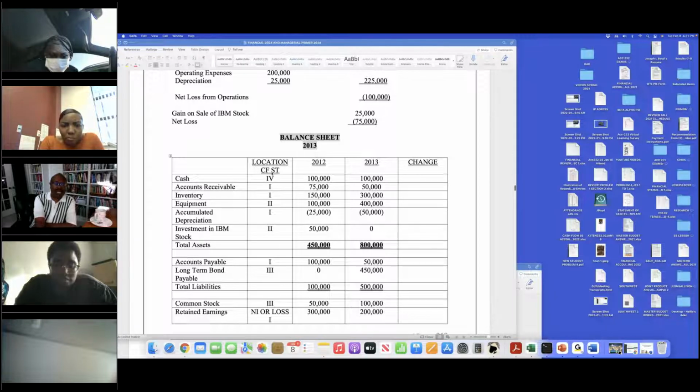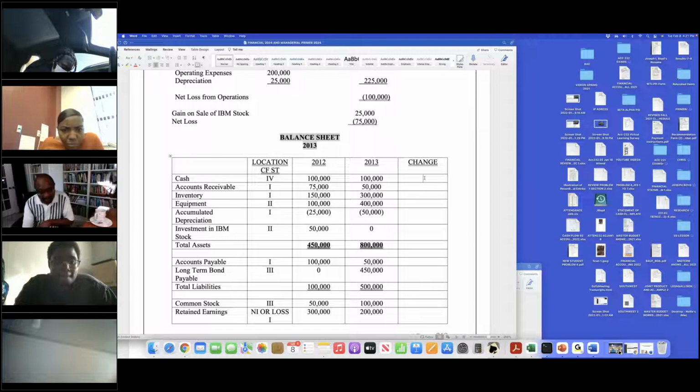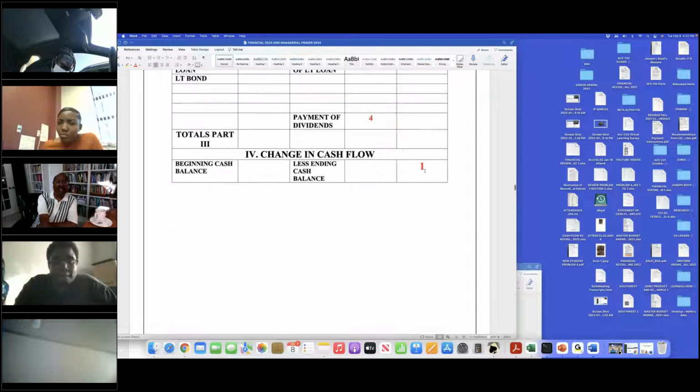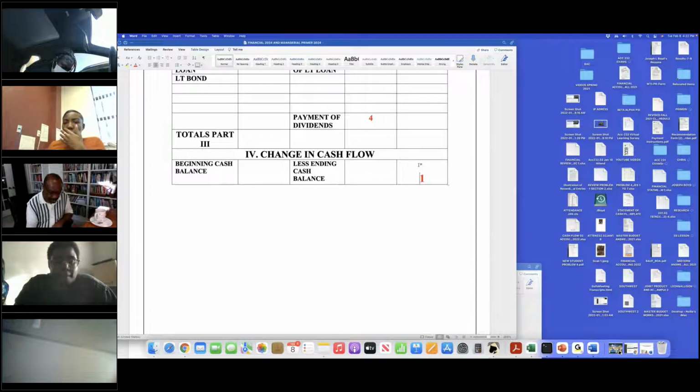Okay, we talked about it in terms of changes. And so I put this column here for change. The change in cash was 0. Okay? So this 0 is the answer to the problem. Since cash didn't change, then the answer to the problem is 0.